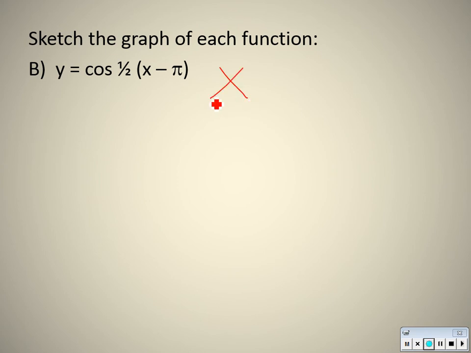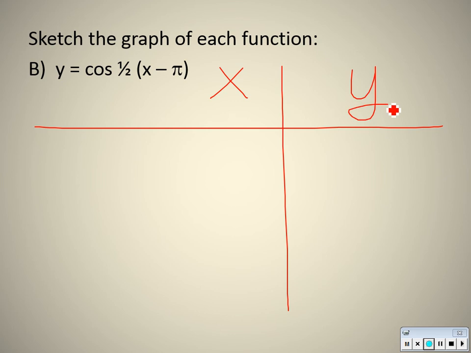So same sort of thing here, but now we're talking cosine. So once again, just give myself a lot of room here. So my original critical values for cosine are 0, pi over 2, pi, 3 pi over 2, and 2 pi.